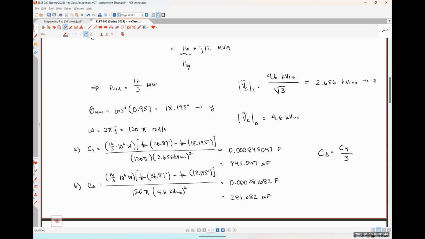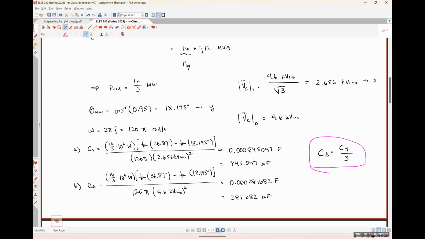Or you can just change the voltages and do it that way. But I'd like to at least make you aware of this, so that technically speaking, if you know one of the capacitor values, CY or C delta, you can easily get the other one just by transforming it without having to do any extra work. All right, so any questions about this problem?